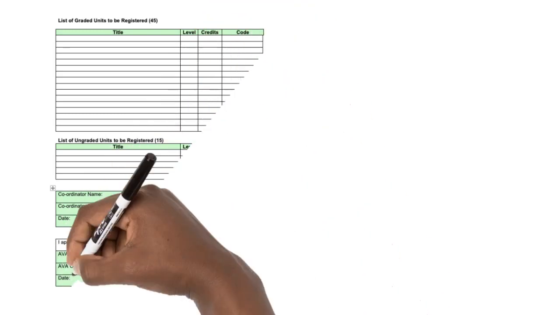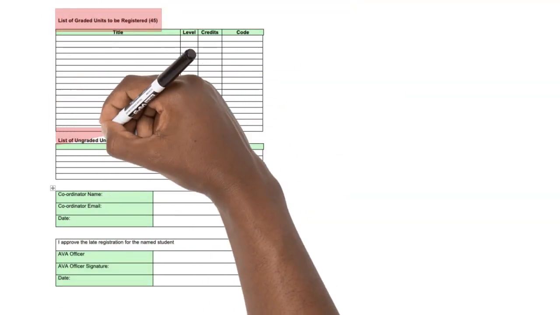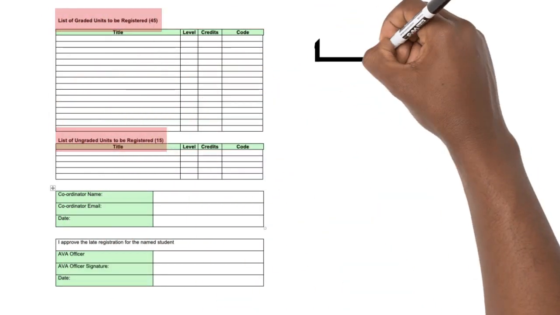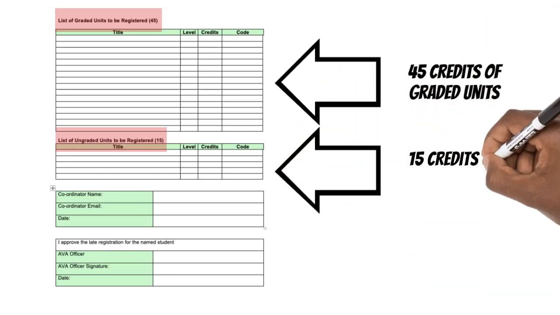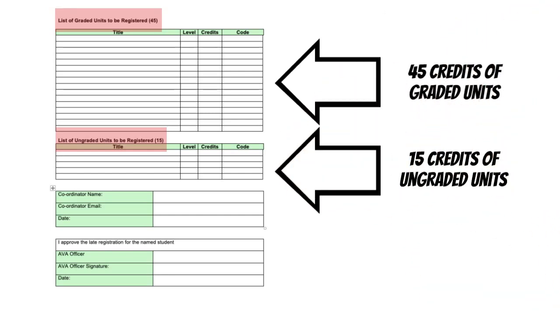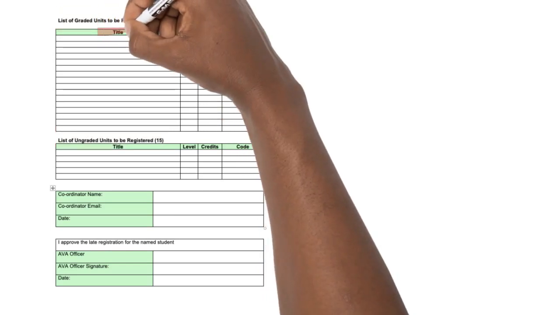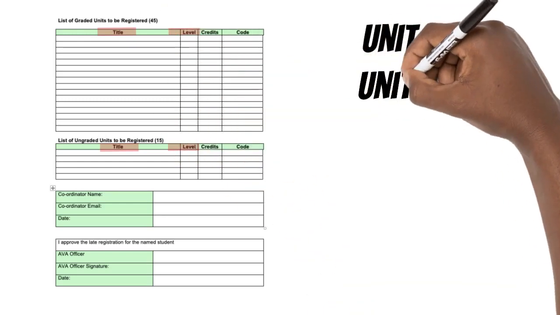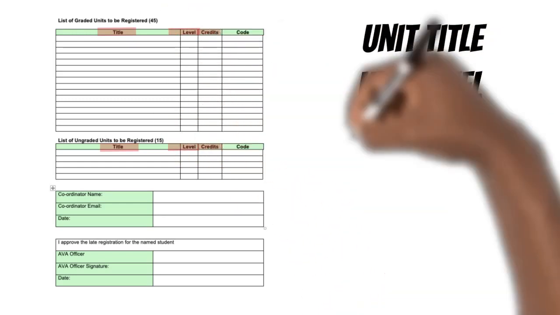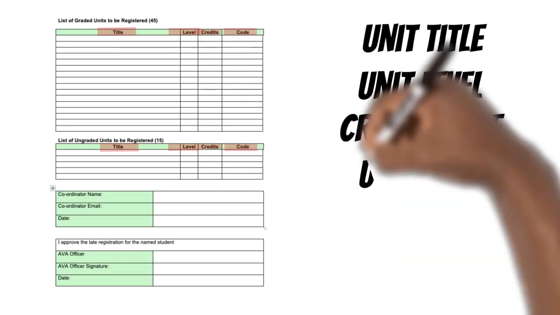Next, providers must list all the graded and ungraded units to be registered. Remember, there must be 45 credits of graded units and 15 credits of ungraded units. In each case, whether graded or not, the following details must be supplied: the unit title, the unit level, the unit credit value, and finally the unit code.